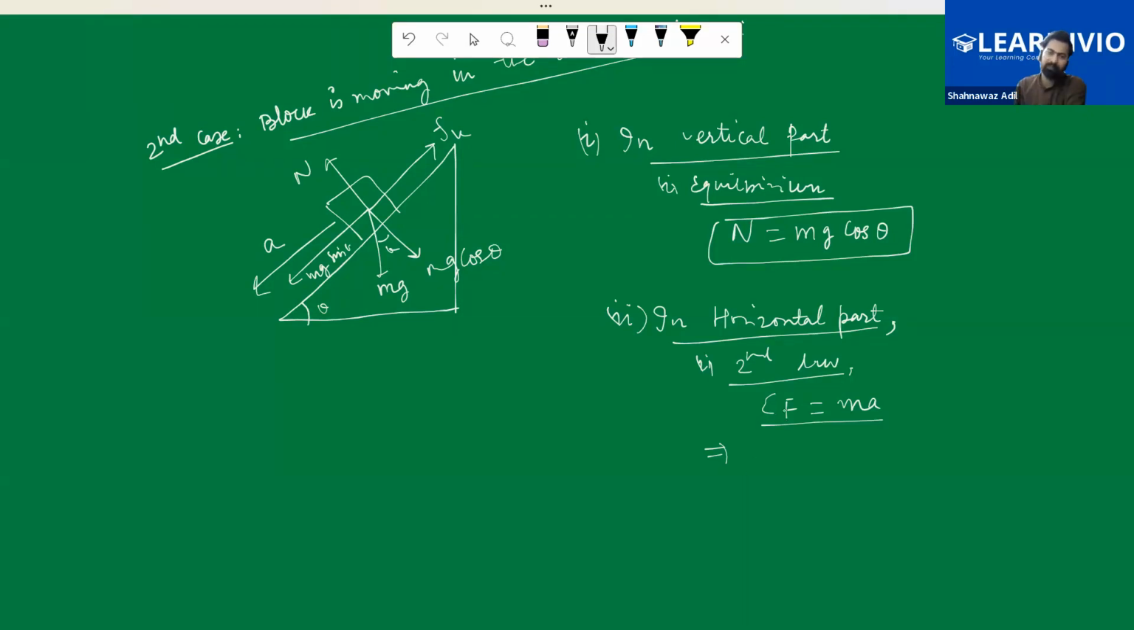So the force in the direction of acceleration, mg sin theta, is there. So that would be positive.